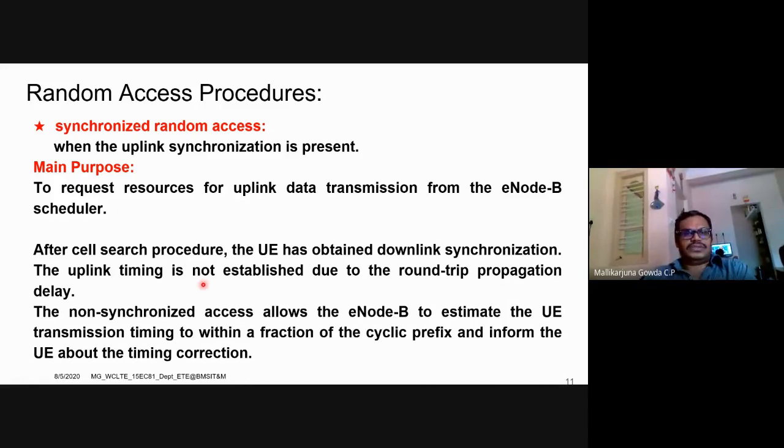So the non-synchronized access allows the ENB to estimate the user equipment transmission timing within a fraction of the cyclic prefix and informs the user equipment about the timing correction. That is what I have shown in the timing advance operation, from ENB to the user equipment. So ENB only will estimate the user equipment timing advance, and it will also do the correction.